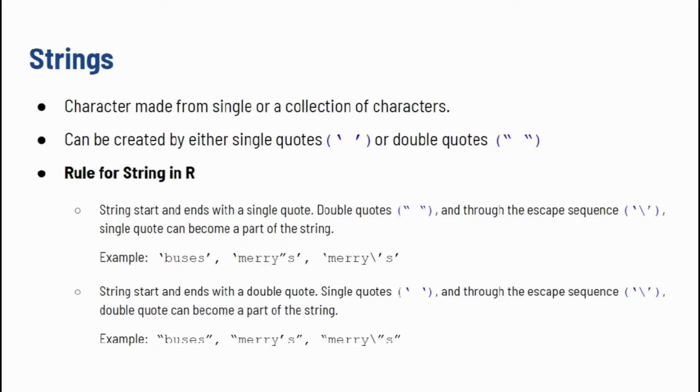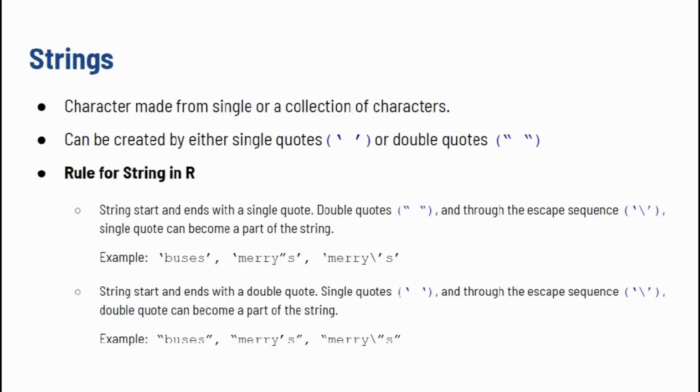Talking about the rules for strings in R, the string that starts with a single quote needs to end with a single quote. However, you can put double quotes, and through the escape sequence, a single quote can also become a part of the string. For example, 'buses', 'marries', and 'marry\'s', written in single quotes, are valid strings in R.